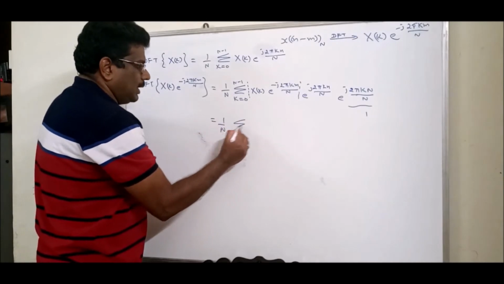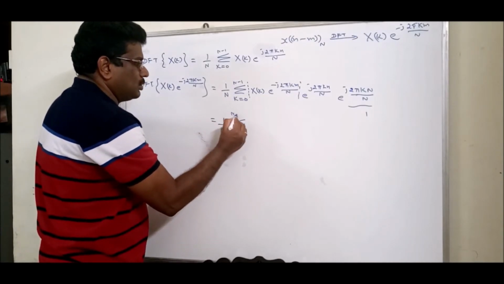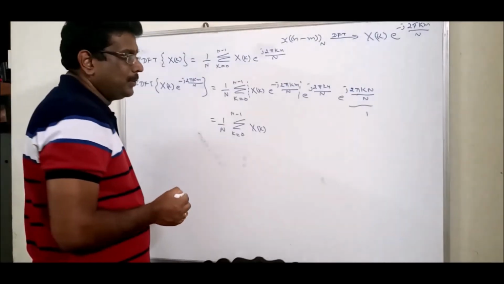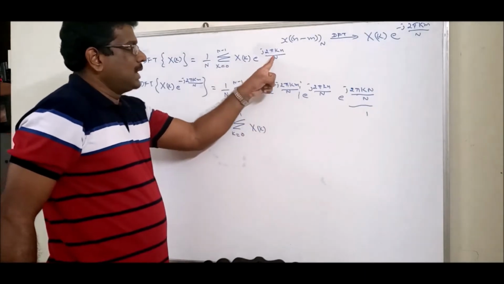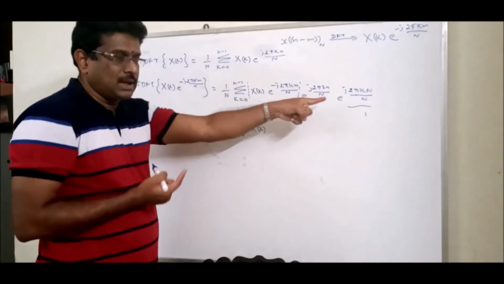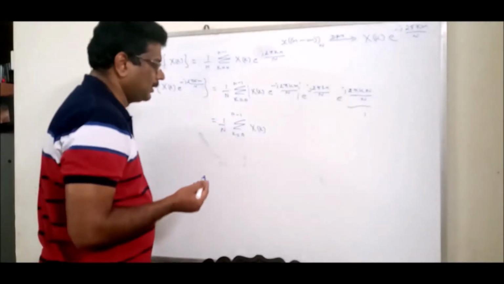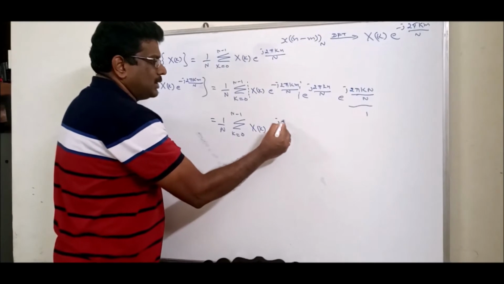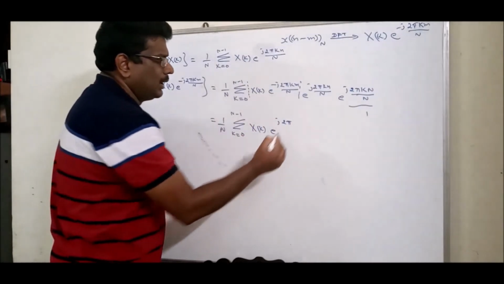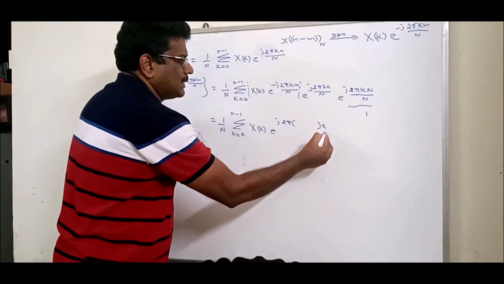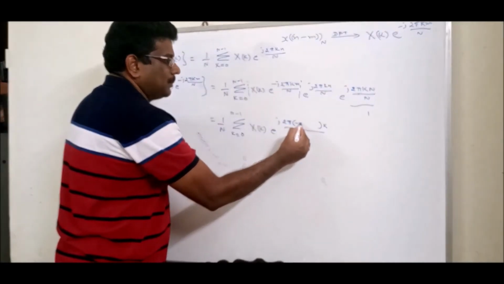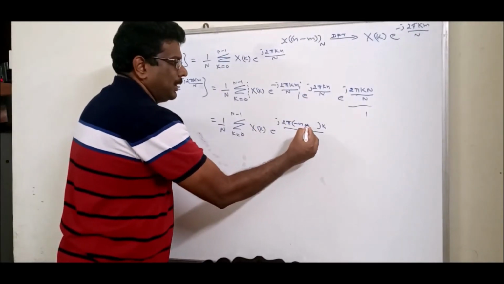1 by n summation k equal to 0 to n minus 1 X of k. How many e power j terms are there? 3 terms. This is as per your IDFT. This extra you made because its value is 1, nothing will happen. E power j 2 pi is common. What else is common? Just think it out. k is common divided by n. Who is remaining? Minus m plus n.